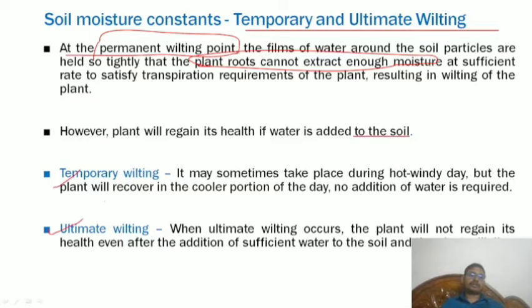Now, temporary wilting may sometimes take place during a hot windy day, but the plant will recover in the cooler portion of the day. No addition of water is required. So you can understand easily what it is. And ultimate wilting means the plant will not regain its health even after addition of sufficient water to the soil, and the plant will die. Ultimate means there won't be any scope, but temporary wilting means some scope is there for the plant to recover.